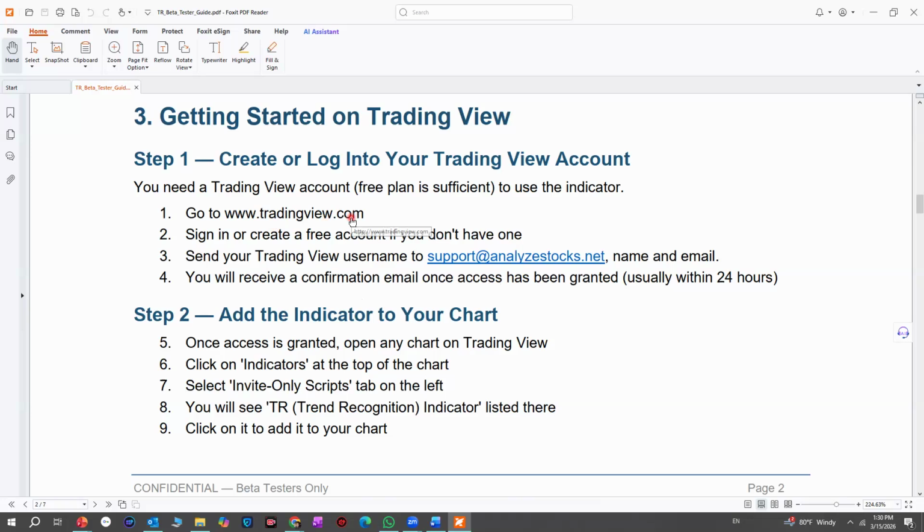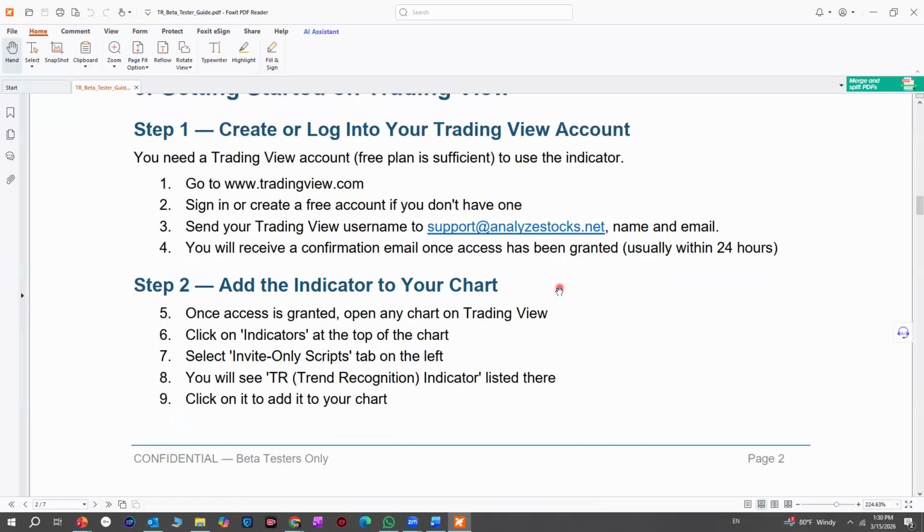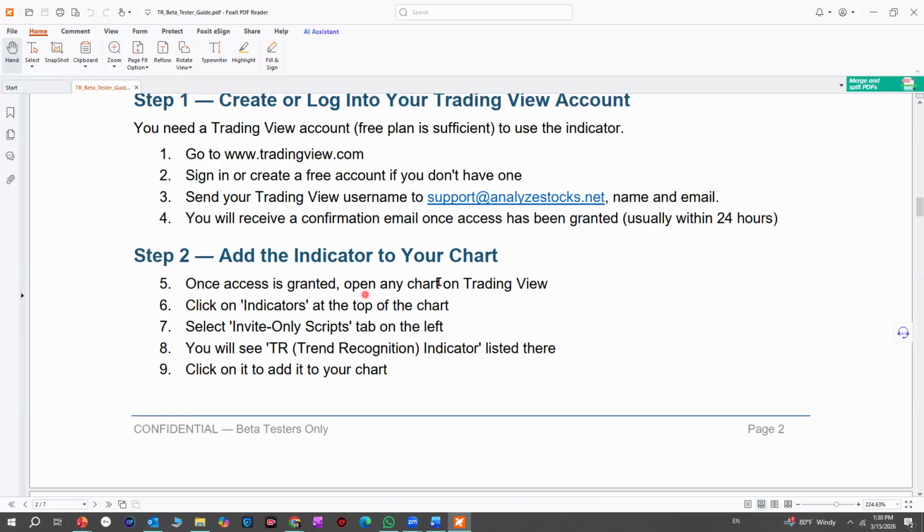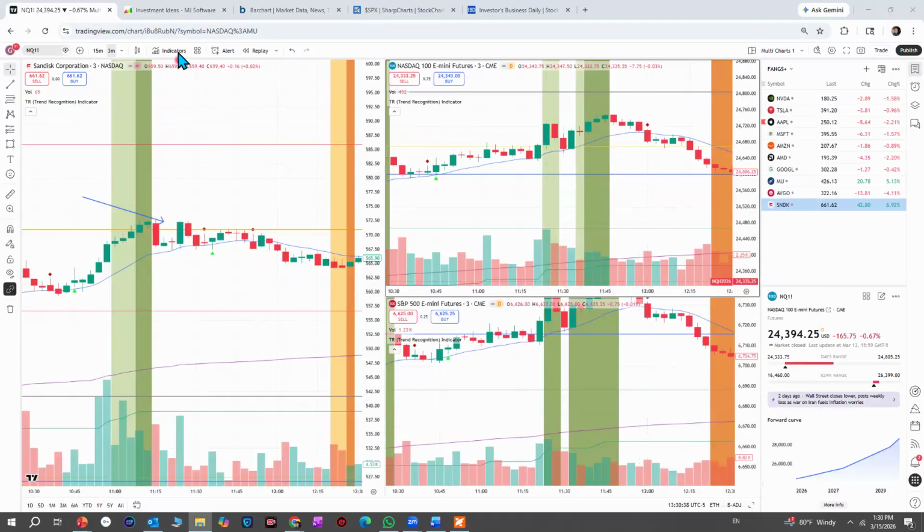Log on to your TradingView account. If you don't have one, create a free account. Send your TradingView username to me, and once the access is granted, on any chart, click on indicators at the top of the chart, select invite only scripts, and there you will find the TR recognition indicator chart. So in other words, this is the indicator.